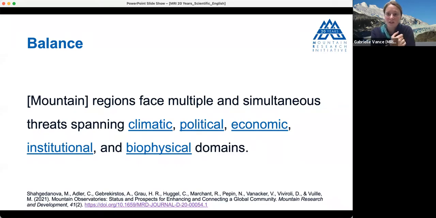And I think this sentence is a good example of balance because there's a balance between the first part and the second part. The first part telling us that there are these threats and describing the threats. And then the second part describing the domains in which these threats occur. So that's one part of the balance of the sentence. Another part is that we have a comma separated list, climatic, political, economic, and so on. And each of these things is the same type of word, the same part of speech. So these are all adjectives modifying the plural noun domains at the end.